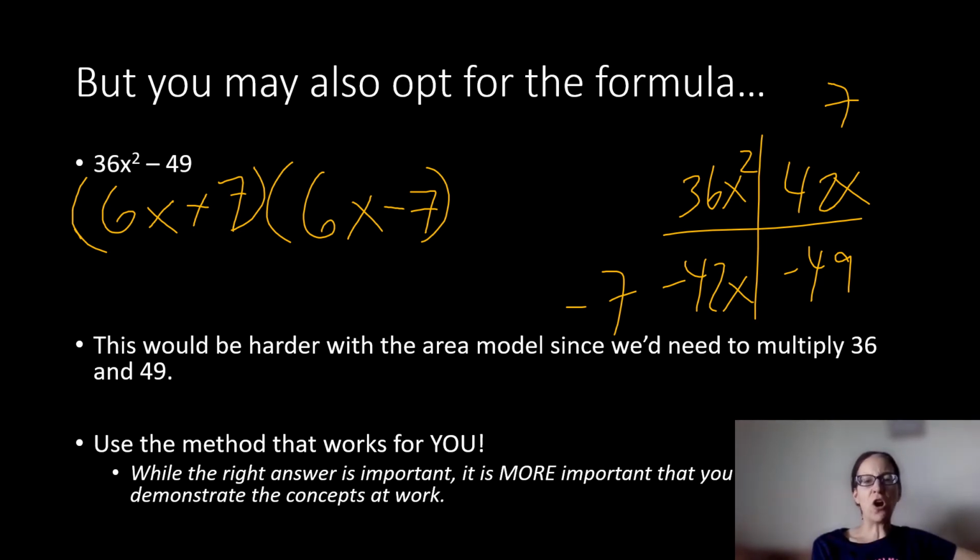Now, this would be harder with the area model since we'd need to multiply 36 and 49, and we'd end up with a very big number. So if you were trying to do this with the area model, you would have to do 36 times 49. And I think most of you right then and there, you're like, that's going to be huge. So that's why formulas do work, why we do want to be observant and get those shortcuts when we can, because sometimes the mechanics of a particular problem might be pretty awful.